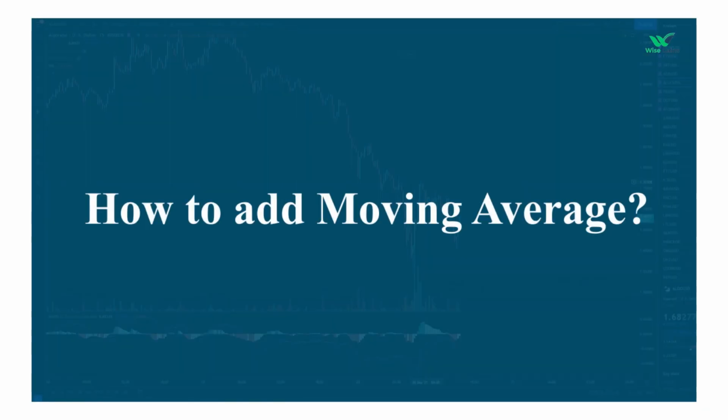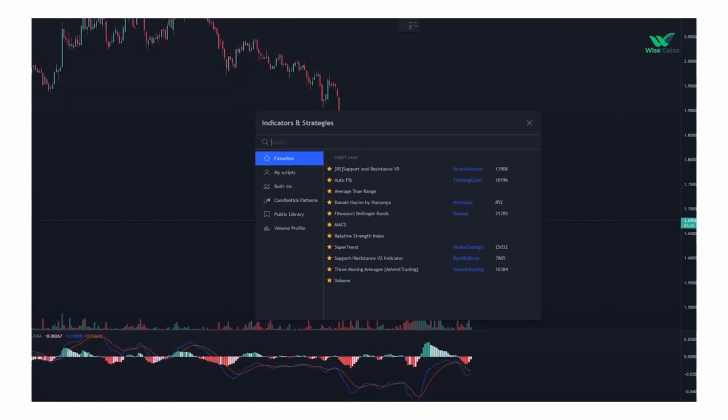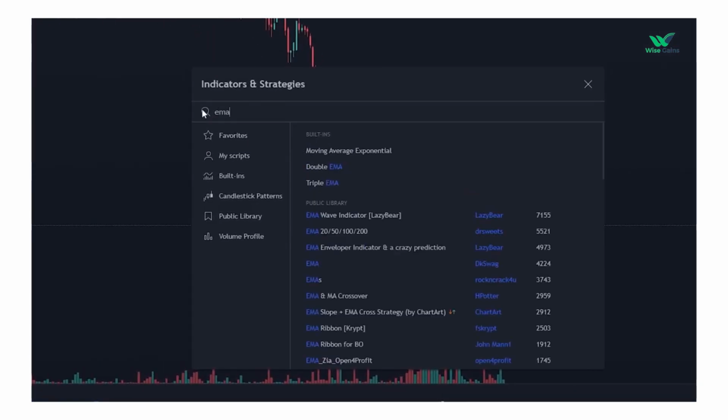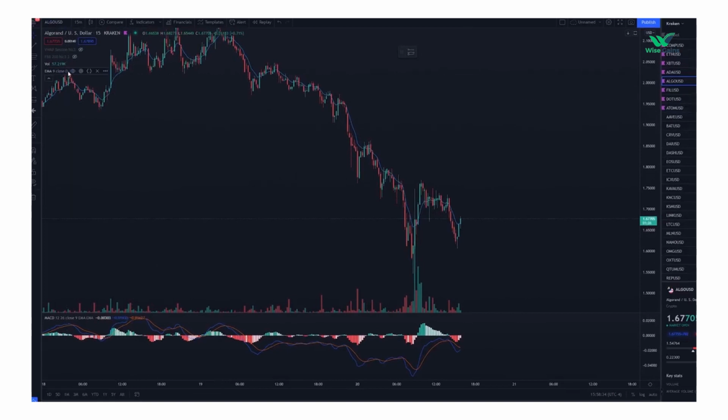So how to add moving average? Step 1. Go to the Indicators tab on TradingView and type EMA, which stands for Exponential Moving Average or Moving Average Exponential. Step 2. Click the top one, then you can go here. Move to Settings of the EMA.